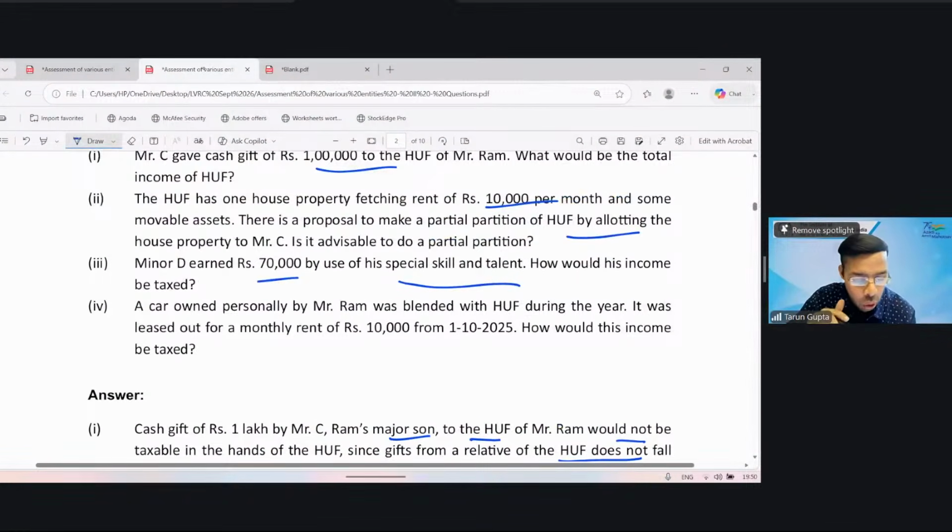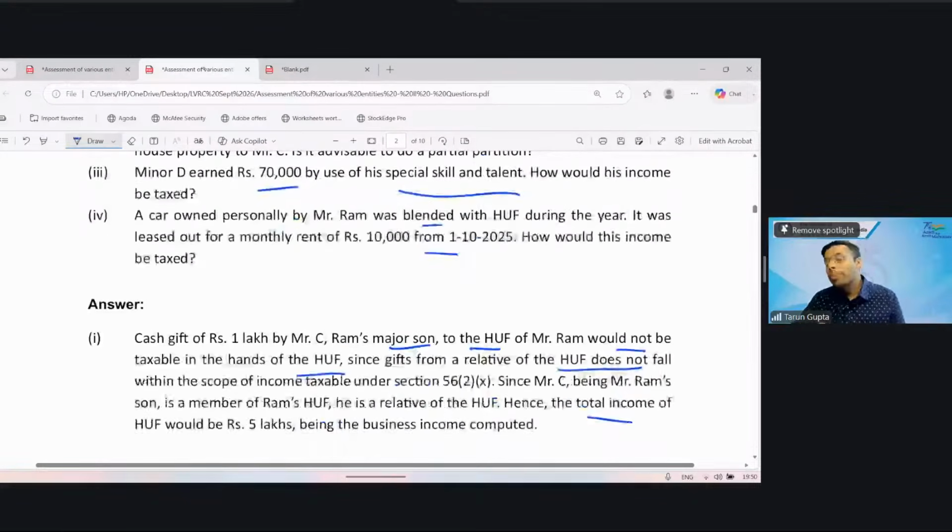A car owned personally by Mr. Ram was blended with the HUF. Means the personal asset of a member of the HUF is transferred to the HUF during the year for an inadequate consideration, blended with the HUF. It was leased out for a monthly rent of 10,000 from 1st October 2025. How would this income be taxed? So clubbing provision will apply.